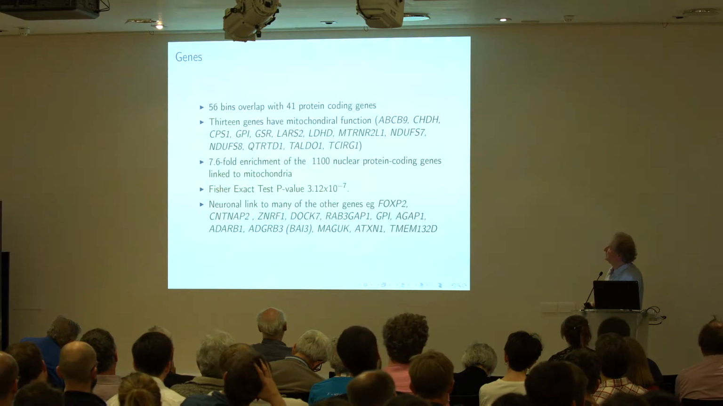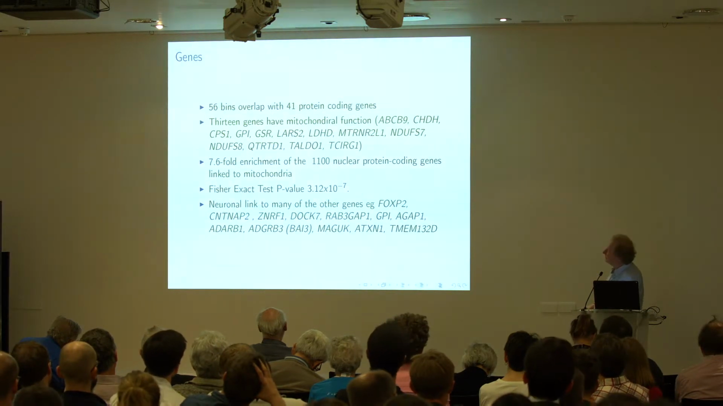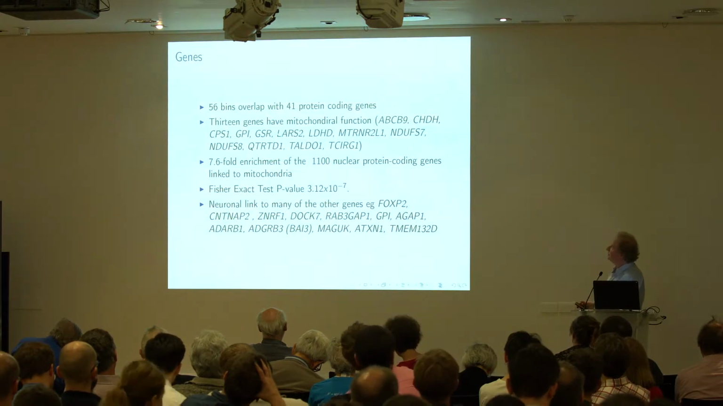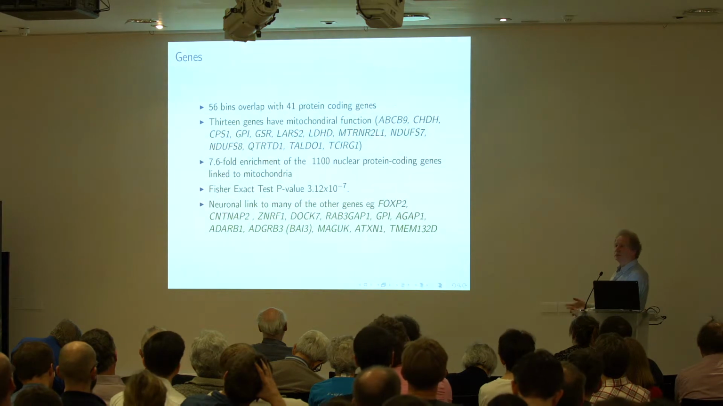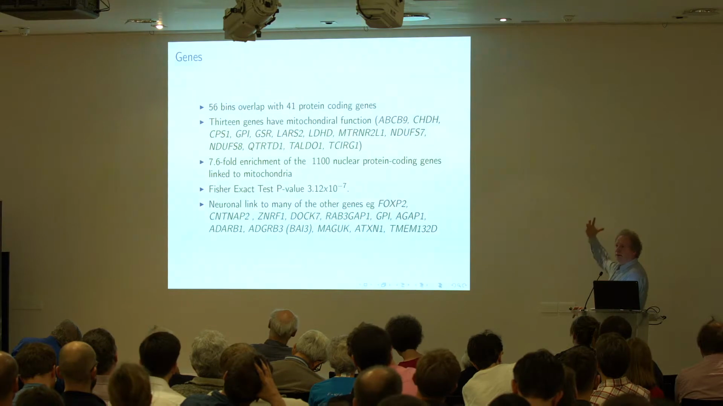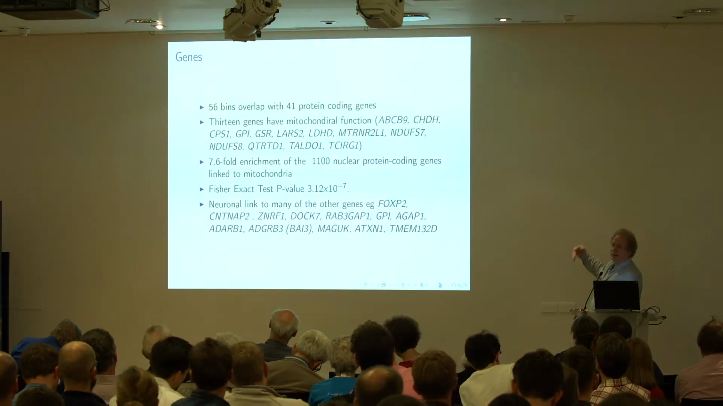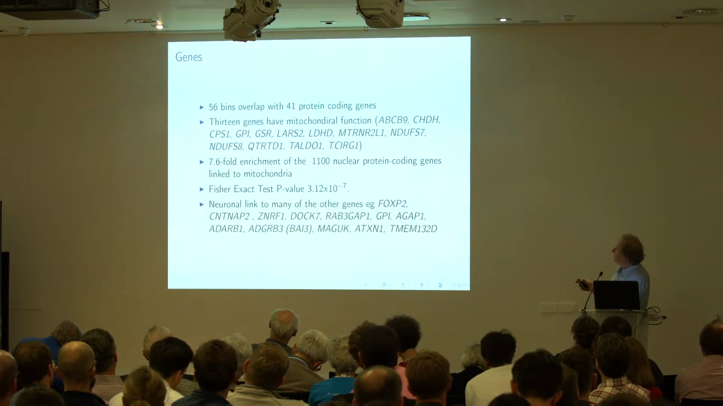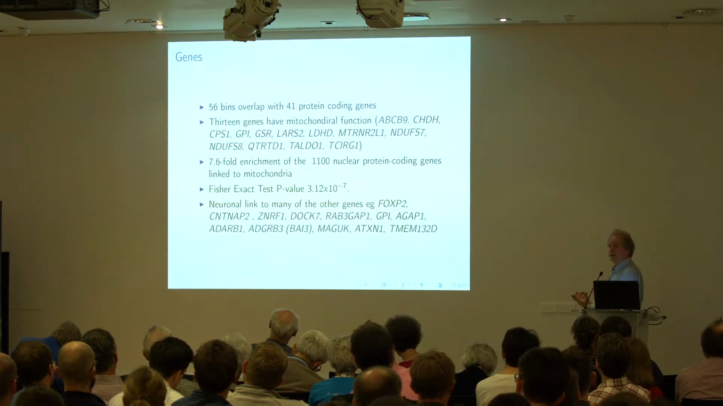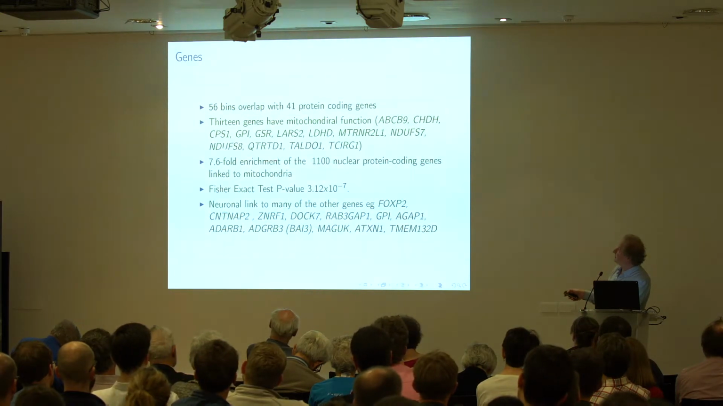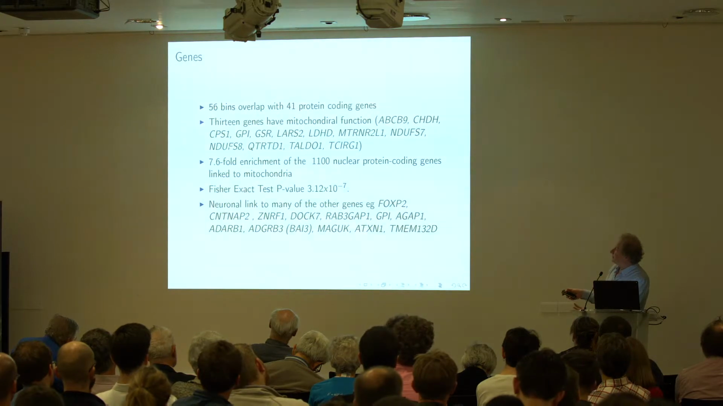The most interesting thing is if we look at the genes within these 56 bins, we get a very large enrichment of genes which have a mitochondrial function. So these are nuclear genes, but they either function within the mitochondrion or they have some association with the mitochondrion. In particular, NDUFS7 and NDUFS8, which are part of the electron transport chain. And these are actually two of the most strongly associated signals, with log Ps of about 30.